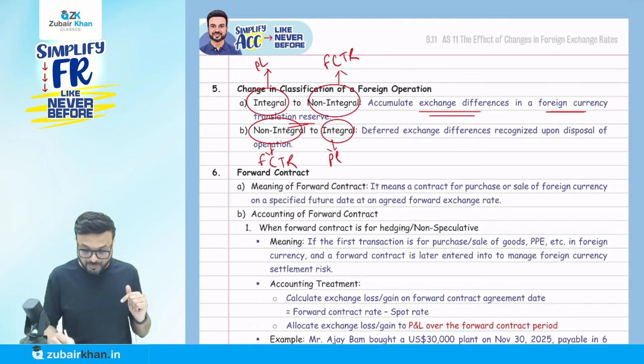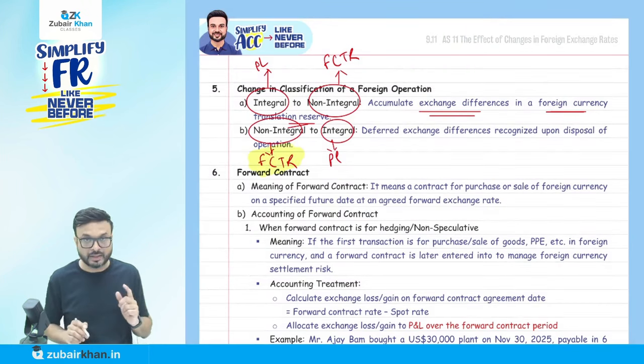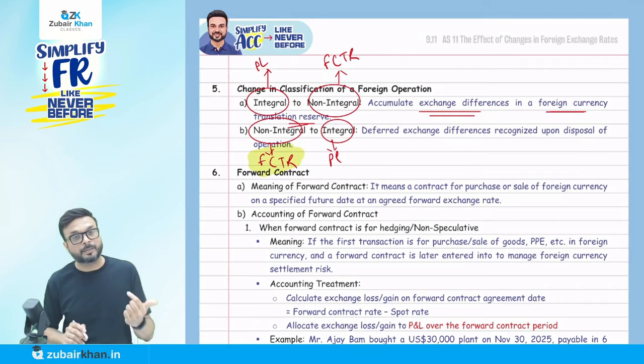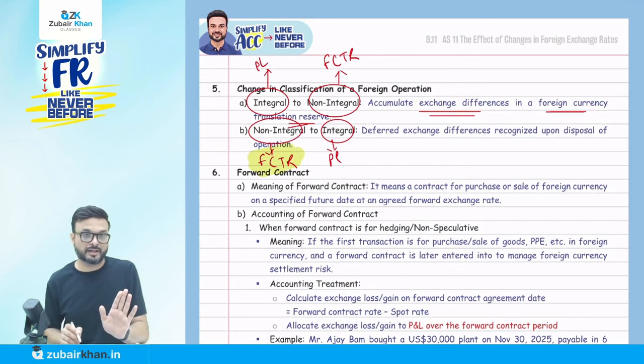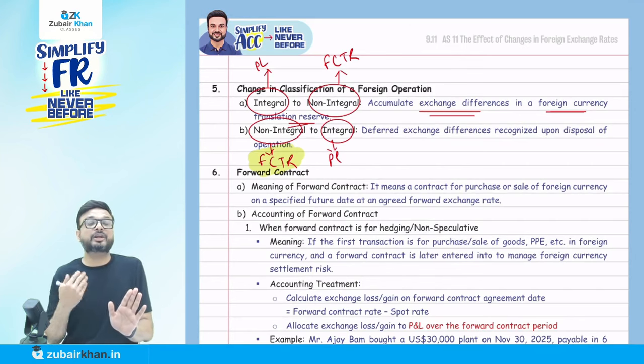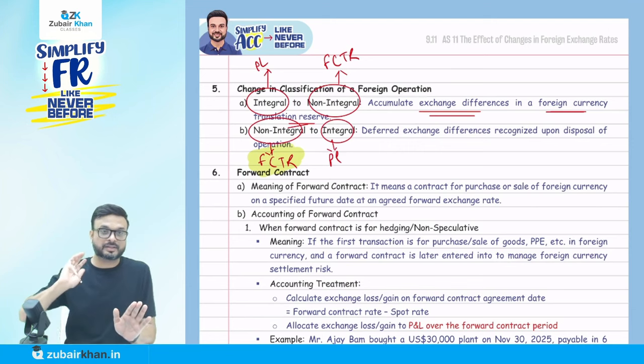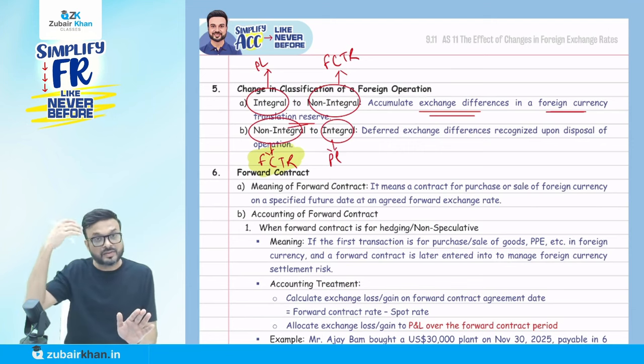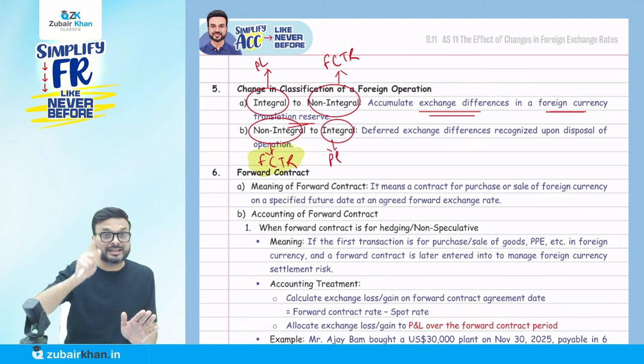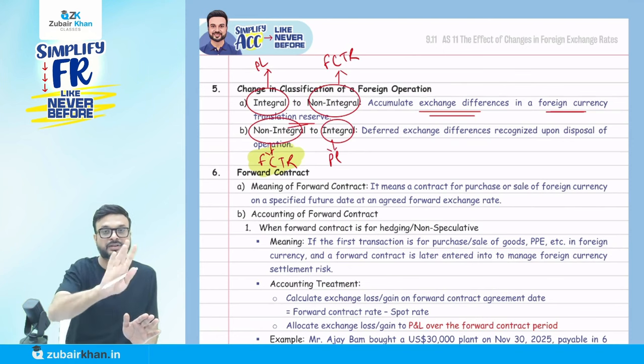But what about the previous balance of the foreign currency translation reserve? Can I transfer it to the P&L account now because it is integral? The answer is no. It will stay in FCTR only. You can transfer it to the P&L account only when we dispose of the investment that we have in the foreign operation. Only in that case can we transfer the balance of FCTR to the P&L account.